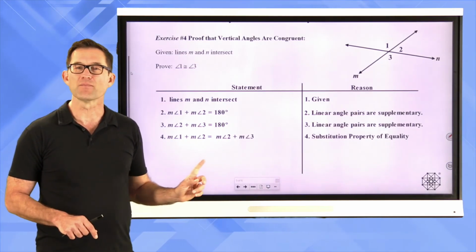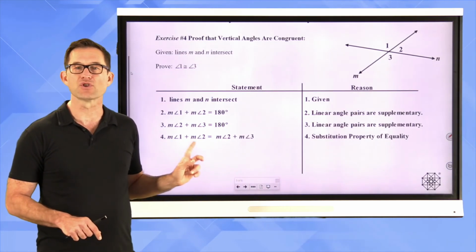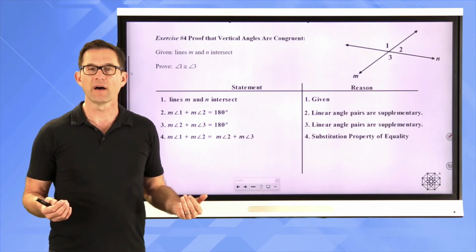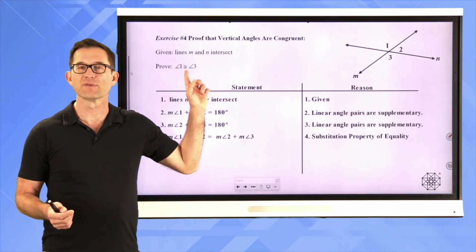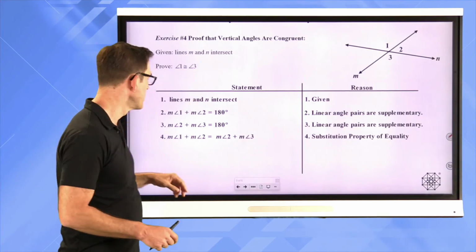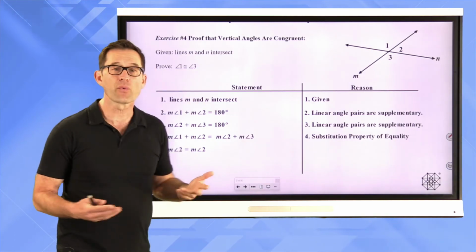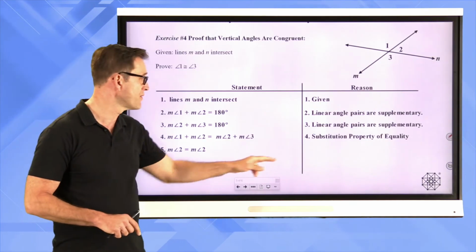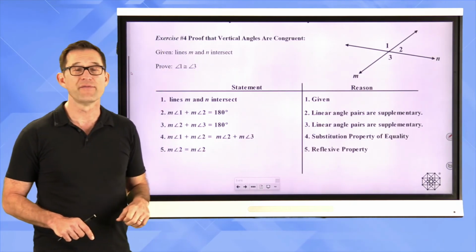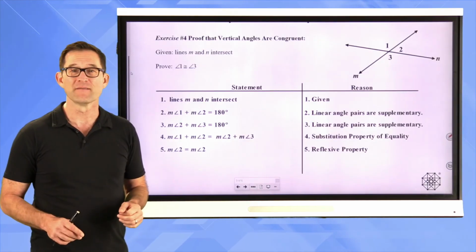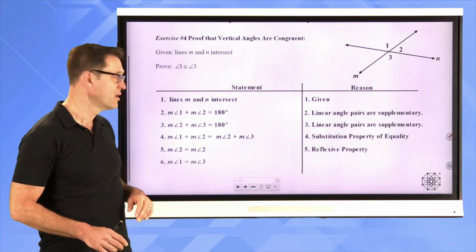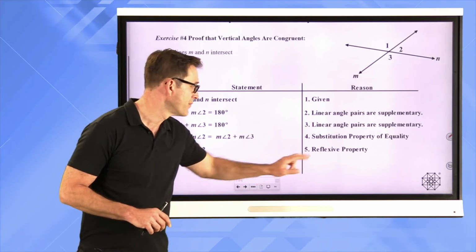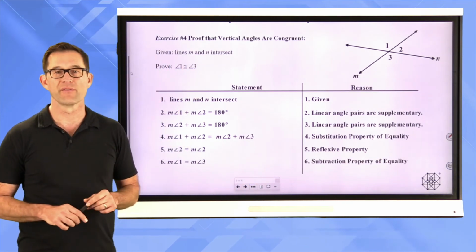But now look, on both sides of that equation, we have the measure of angle 2. So if I could just subtract that from both sides, then I'd have the desired result, which is angle 1 and angle 3 are congruent. But I have to write down what I'm going to subtract from both sides. The measure of angle 2 is equal to the measure of angle 2. That is my favorite, the reflexive property. And now we can conclude that the measure of angle 1 equals the measure of angle 3. The subtraction property of equality.